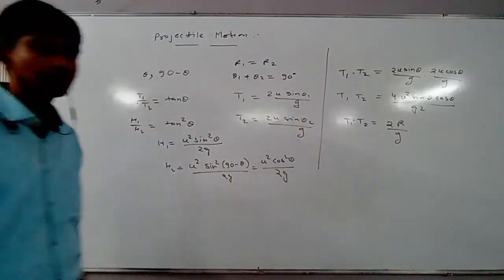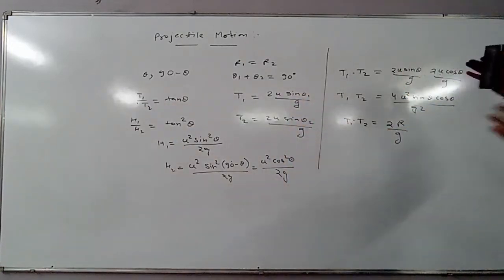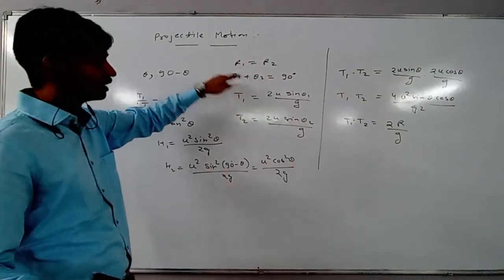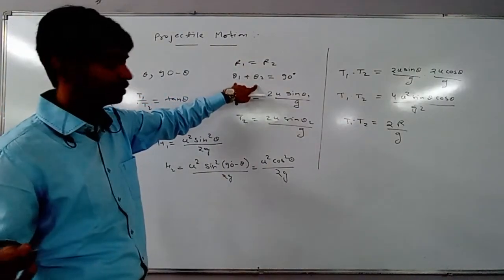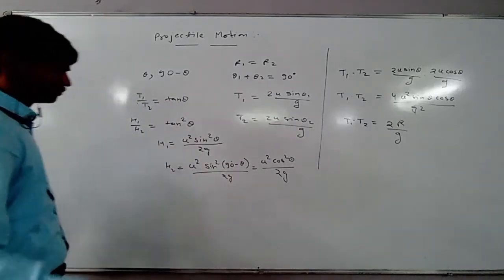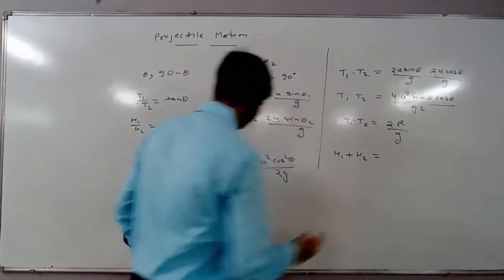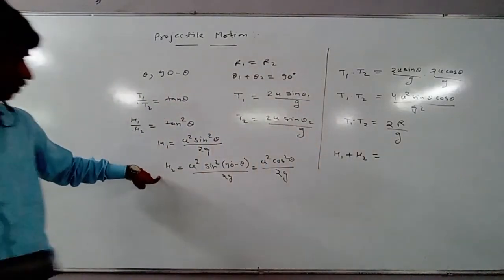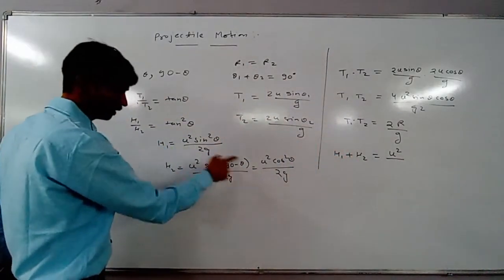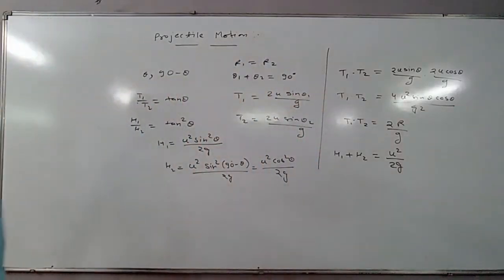Note down this. This is the condition. What we are doing actually, we are trying to find all the conditions regarding the condition for same range and different angles. Okay. Find h1 plus h2. U square upon 2g.